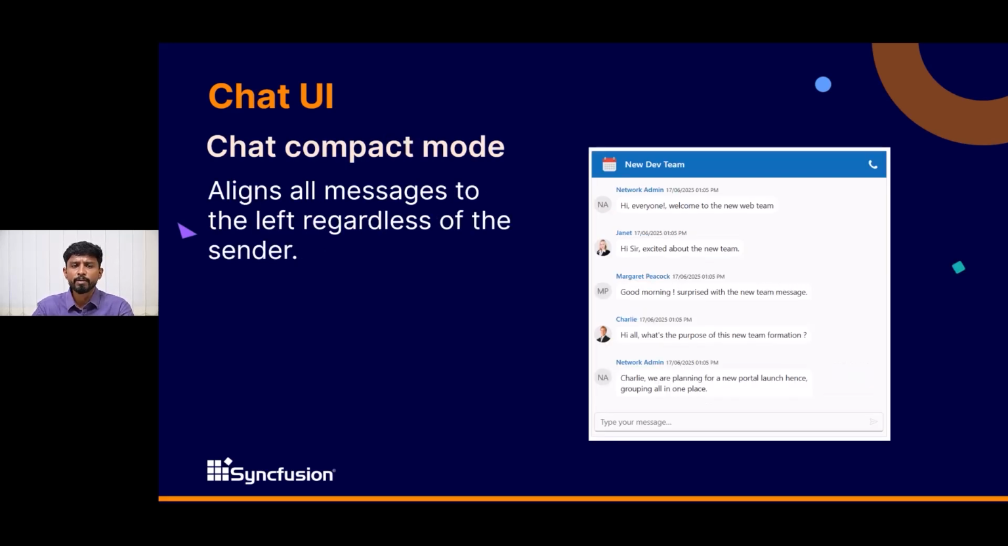Next, we have the chat compact mode. What the compact mode does is align all the messages to the left, as you can see in the image, regardless of the sender. So it creates a streamlined layout, which is very useful for group conversations or space-constrained interfaces.